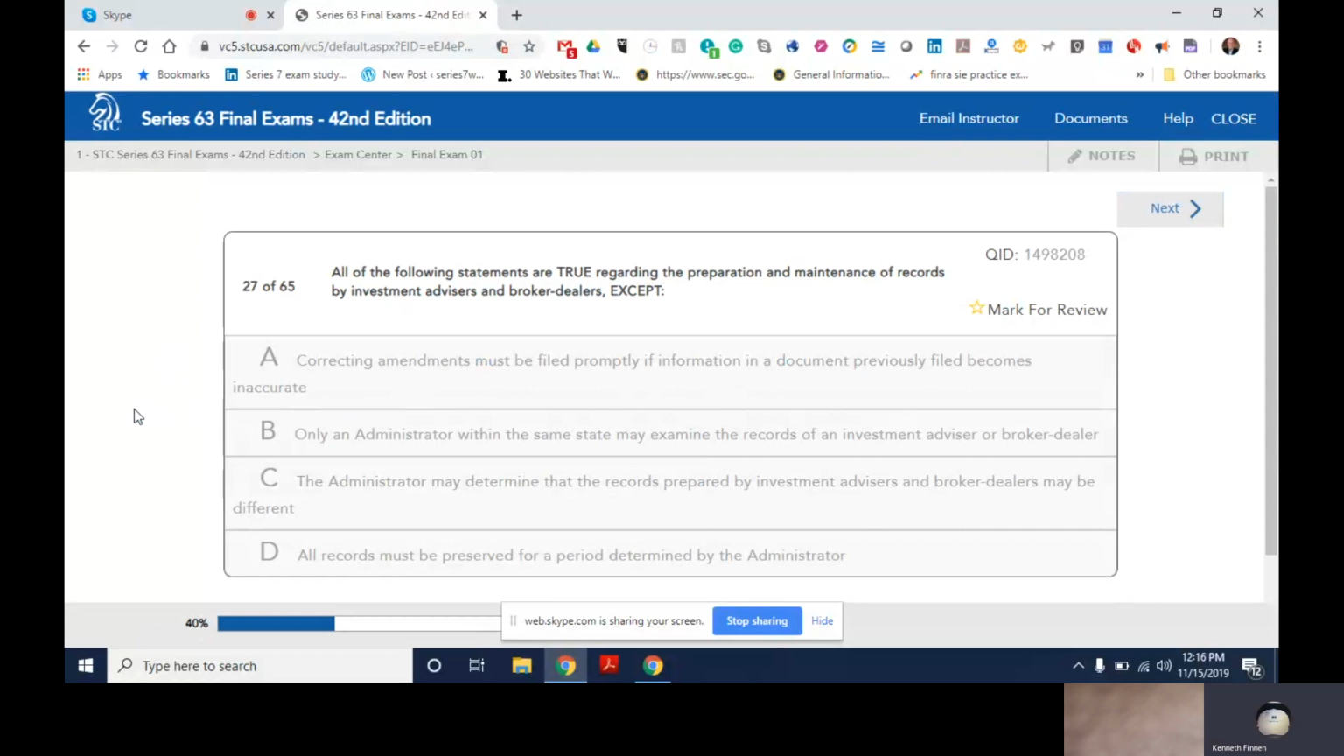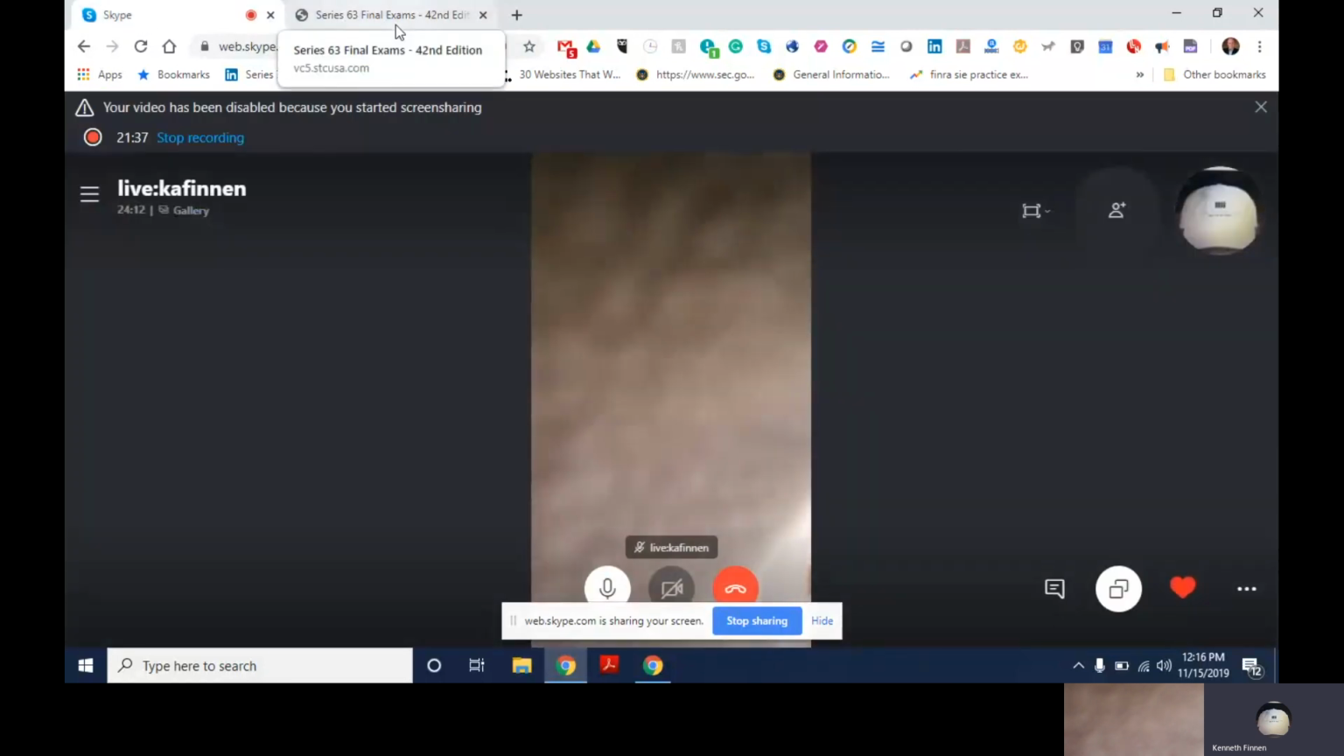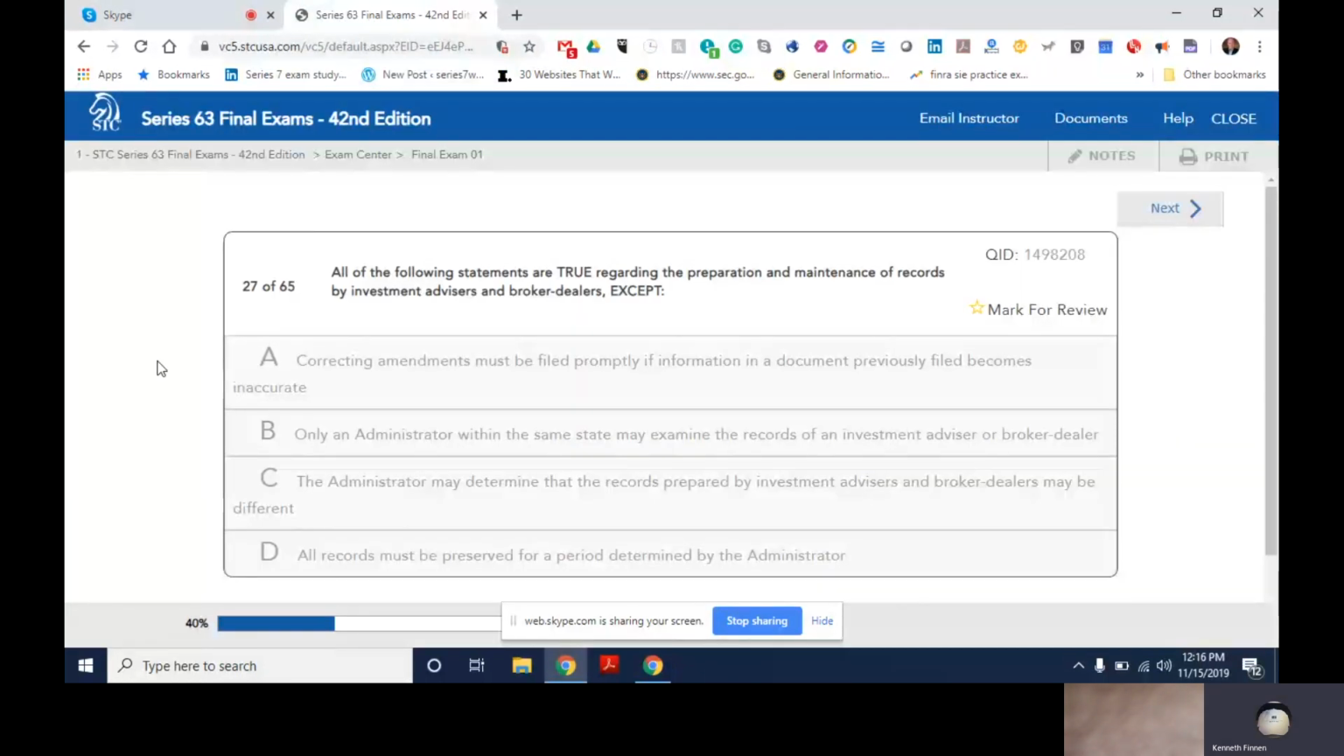All the following statements are true regarding the preparation and maintenance of records by investment advisors and broker-dealers, except: Correcting amendments must be filed promptly if information is incorrect. Yes, if there's an incorrection, you have to file promptly. Only an admin within the same state may examine the records. No, you can investigate in other states. So that might be the statement that we have to go with.